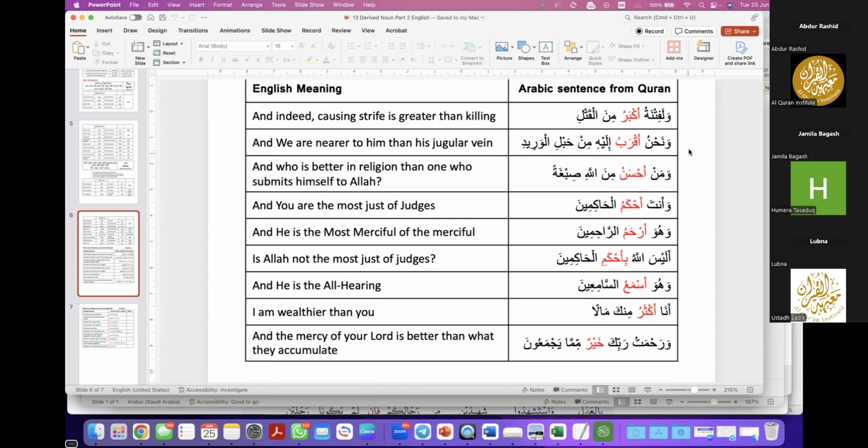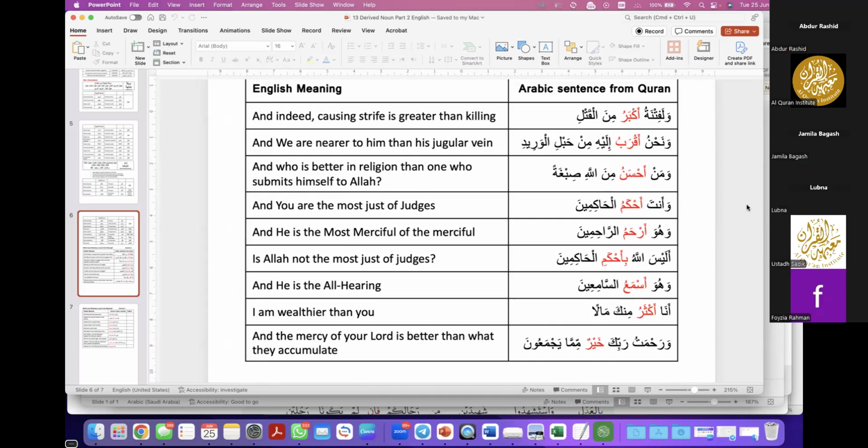And we are nearer to him than his jugular vein. Who wants to take that? Let's go through our list. If anyone... Sister Lubna. Assalamu alaikum. This is ism tafdil. نحن أقرب إليه من حبل الوريد.